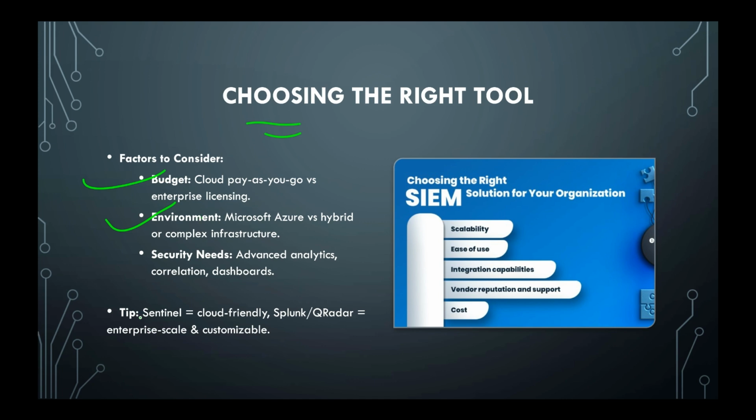Security needs. If you need advanced analytics, custom correlation rules, and flexible querying, both Splunk and QRadar shine. Microsoft Sentinel is excellent for cloud environments but may have limitations in certain customizations. So here is a tip. Sentinel equals cloud friendly, Splunk equals flexible querying, and QRadar equals enterprise scale and customizable.